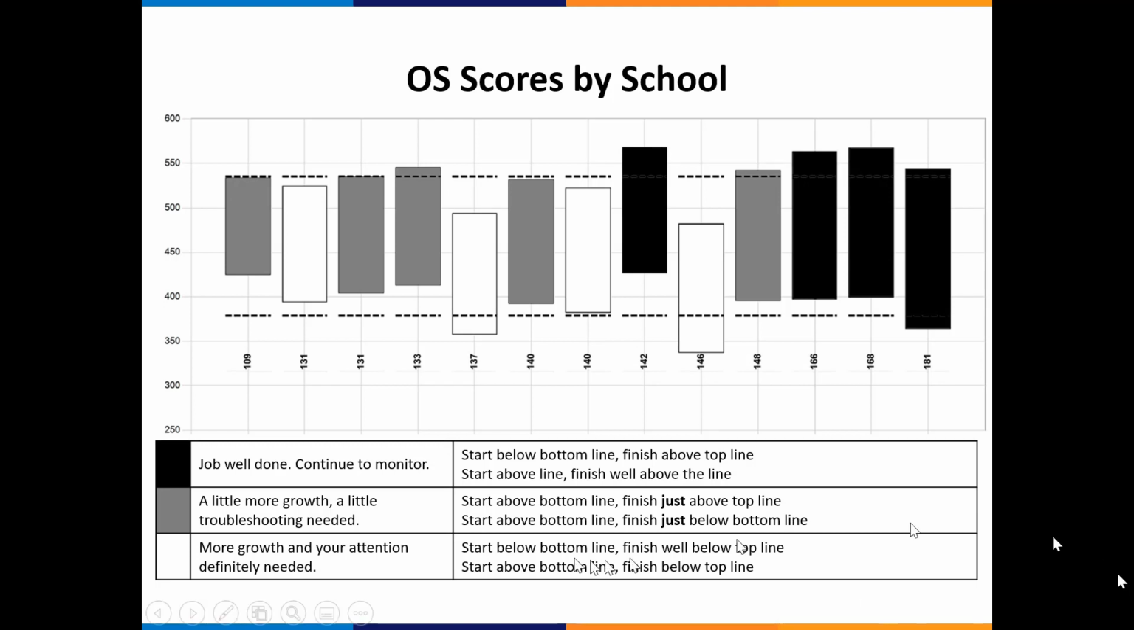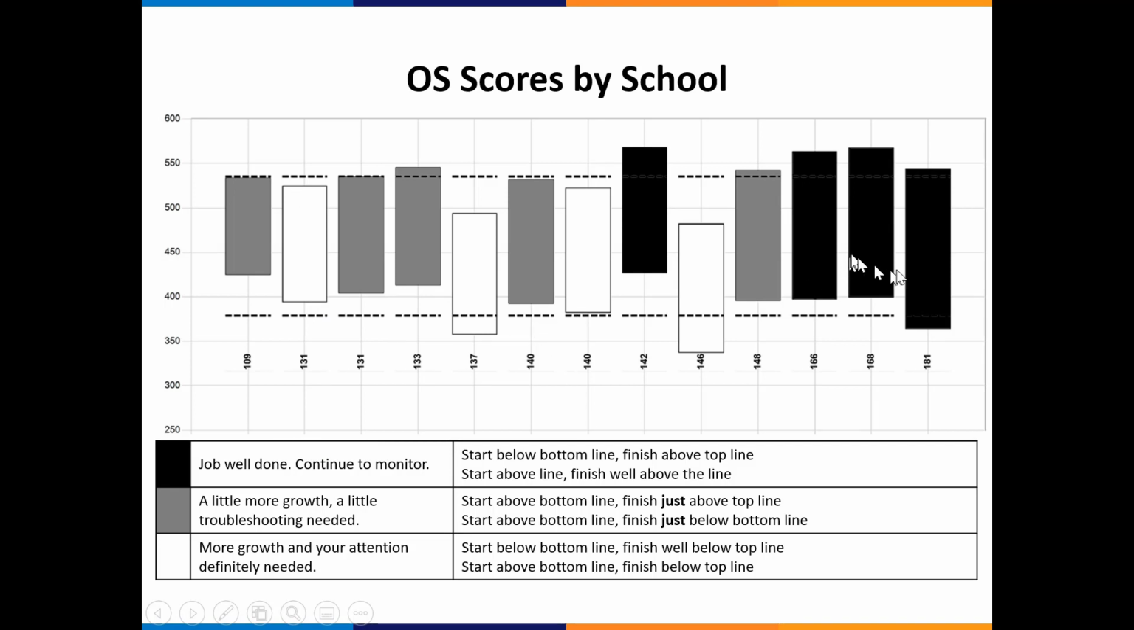And then finally, I have the white schools, that are just still shaded white, that more growth is needed and your attention is definitely needed. So these typically are schools that start below the bottom line, like this school down here, and finish well below the top line. See how it finishes well below the top line. Or we can be talking about schools that start above the bottom line, but finish a sizable distance below this top line.